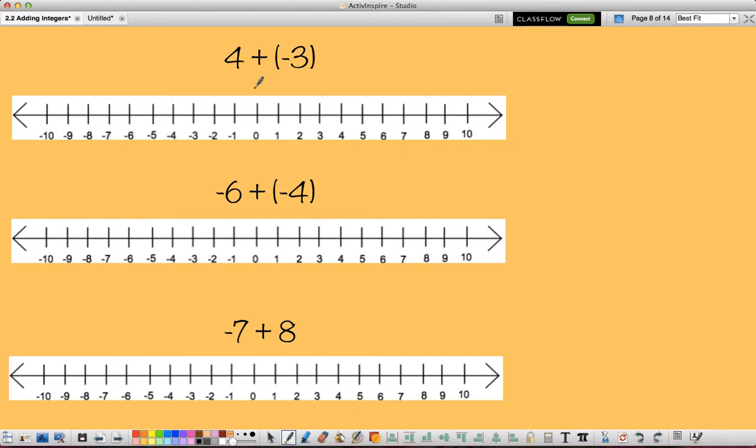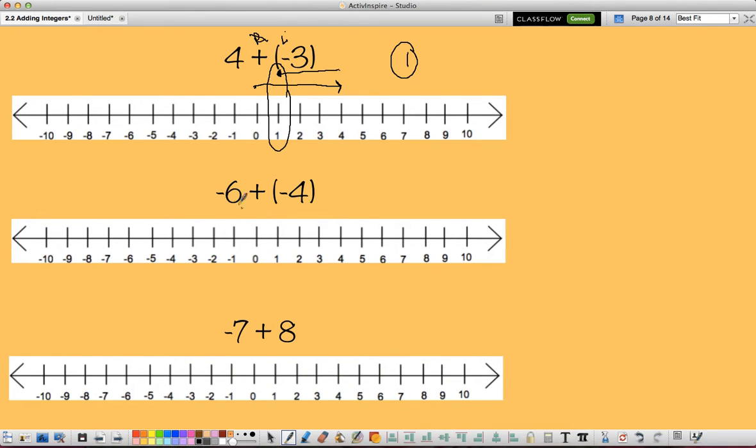But here I start and I go 4 places to the right because this is a positive 4. So I go 4 places to the right, so 1, 2, 3, 4, and then I put an arrow. Now, since it's plus, it tells me to go right, but this negative says, nope, you're going left. And I'm going to go left 3. So I start at the 4 and I go left 3 spaces. So 1, 2, 3. And I end up at 1. So I know that 4 plus a negative 3 is 1.